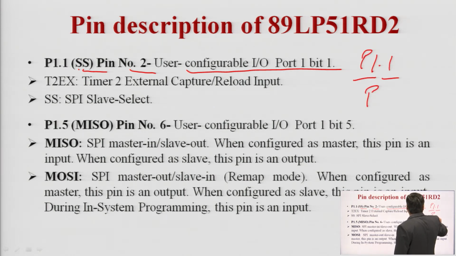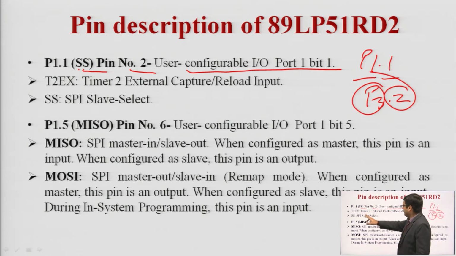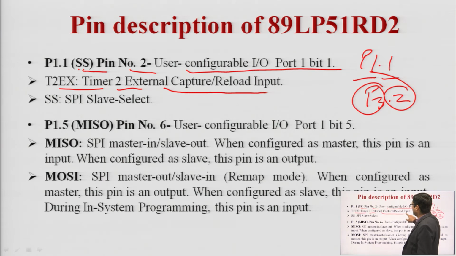Similarly, we can say P3.2 is port 3 bit 2. It has a T2EX line, that is the timer 2 external capture or reload input mode. External capture or reload input means that if the timers are capturing the data, they are getting the data and reloading it into the input device. It also has a slave select line, that is the SPI slave select line.